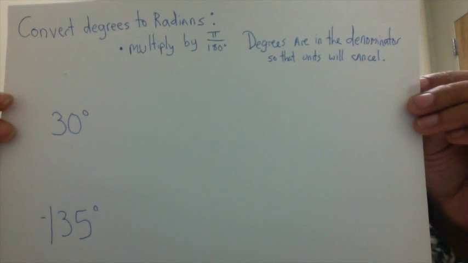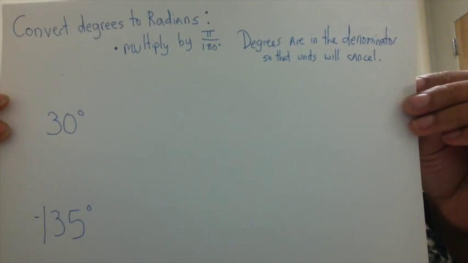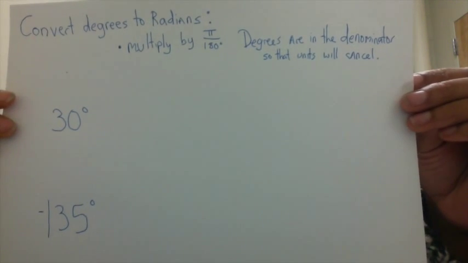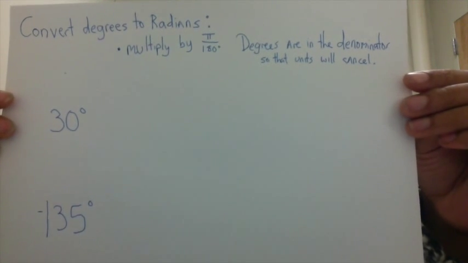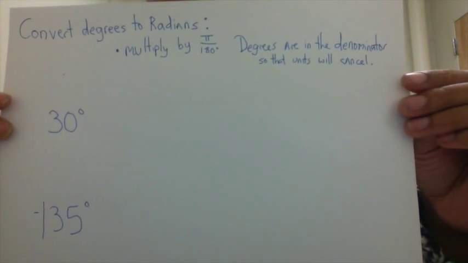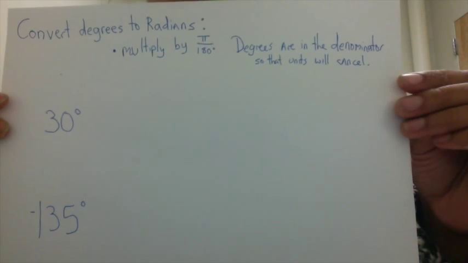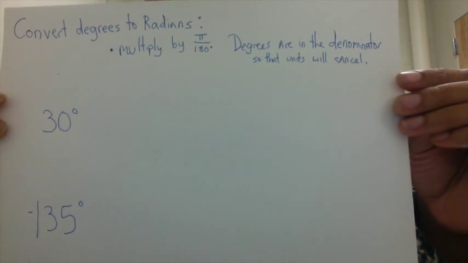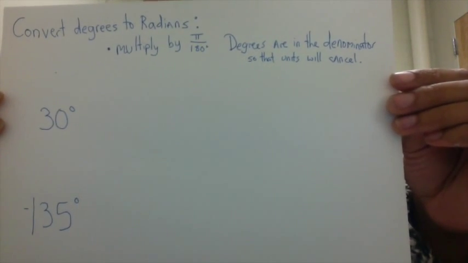In order to convert degrees to radians, we're going to have to multiply by pi over 180. Now, the reason we're going to put the 180 in the denominator is so that the units will cancel. We'll have degrees and degrees cancel to give us radians.